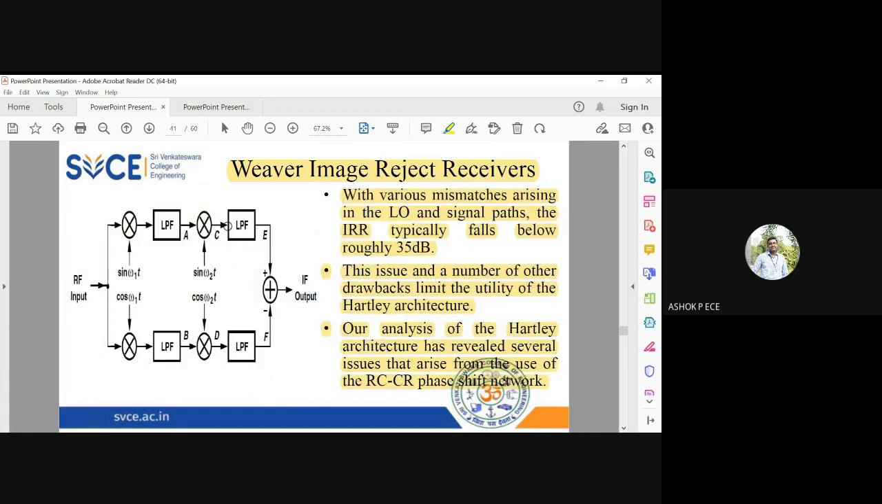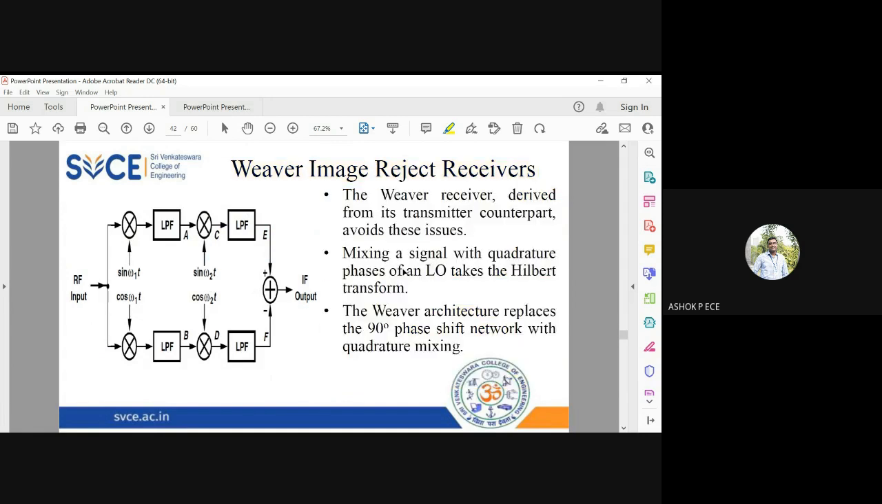There we had only one 90-degree phase shifter block in the Hartley architecture, but here we are going to have two separate down conversion and IF generation stages happening, and the final IF is going to be the output which you're going to take from the image reject receiver. It is derived from the Hartley architecture, and it is going to avoid all these issues of frequency mismatching. As I said, it replaces the 90-degree phase shift which we use in the Hartley architecture with another set of mixer and filtering operations. That is the only change from an architecture perspective of the Weaver image reject receiver.